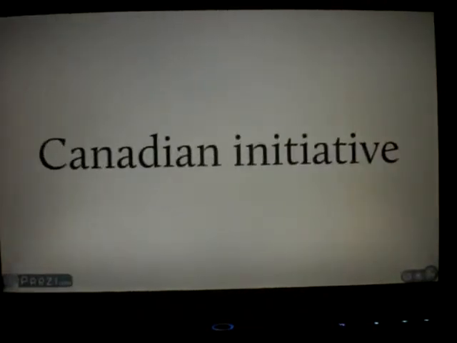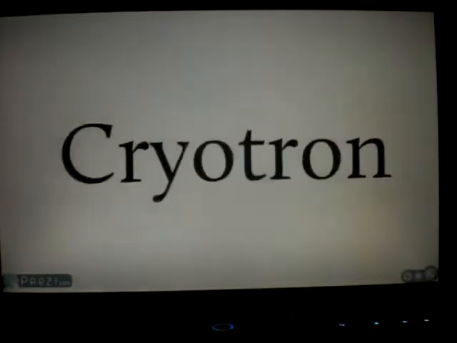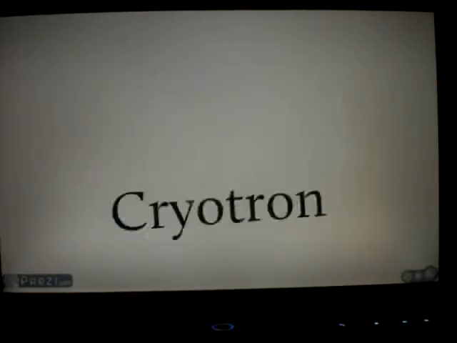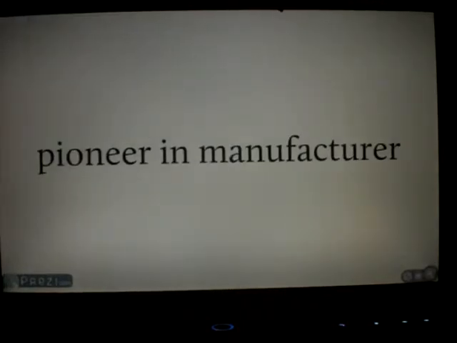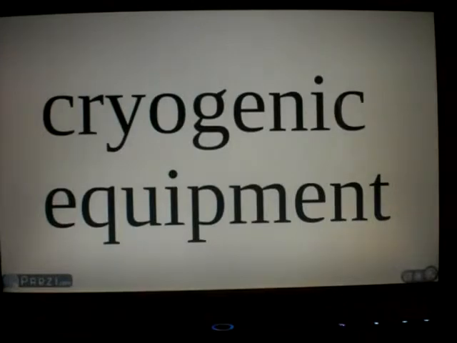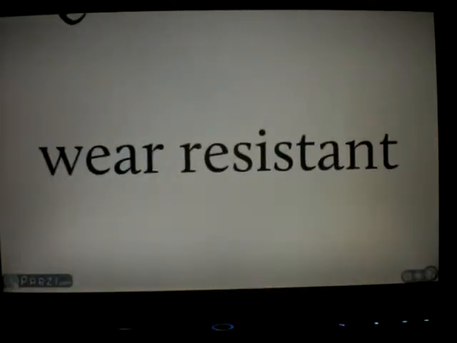Now, Canadian initiative. What has Canada done in cryogenics that has helped the world? Well, there is a Canadian company called Cryotron, which are pioneers in manufacturing wear-resistant materials and cryogenic equipment. So by supercooling it, they create a material that is very wear-resistant.